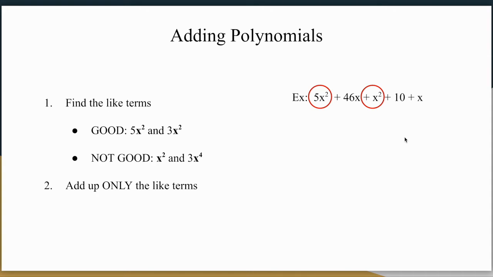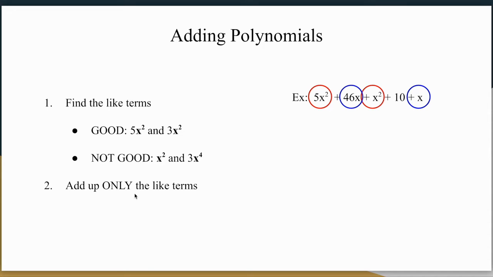What is that exponent? I don't see anything on top of the x. Well, that's because there's an imaginary 1. Why is there an imaginary 1? Because anything to the 1 power is itself. So x to the 1 power is still x, which is why we don't write the imaginary 1 exponent here. Okay, so we're going to circle 46x and x. Now 10, there's no like terms for 10, so we're just going to leave 10 alone.